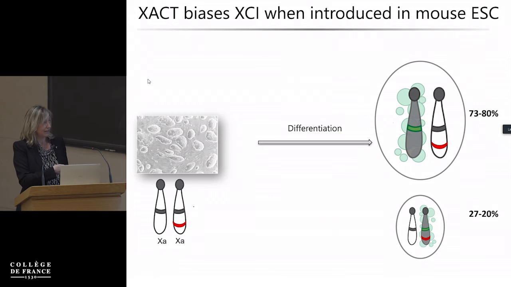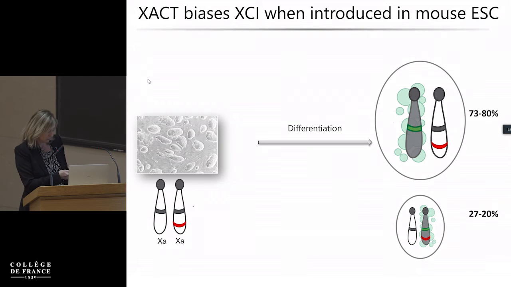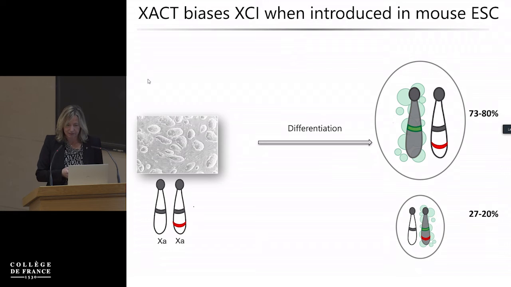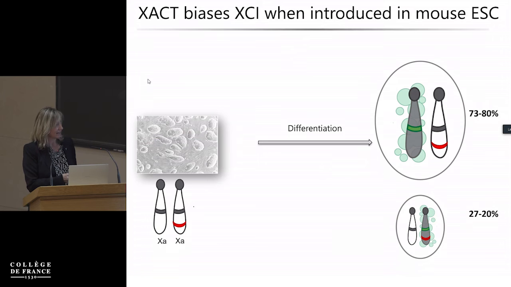There is a bias toward the inactivation of the wild-type X, which can be interpreted as XACT somehow preventing or impairing the accumulation of XIST on the X chromosome. So this is an interesting result, but it's completely artificial. So obviously it doesn't prove anything regarding the function of XACT.